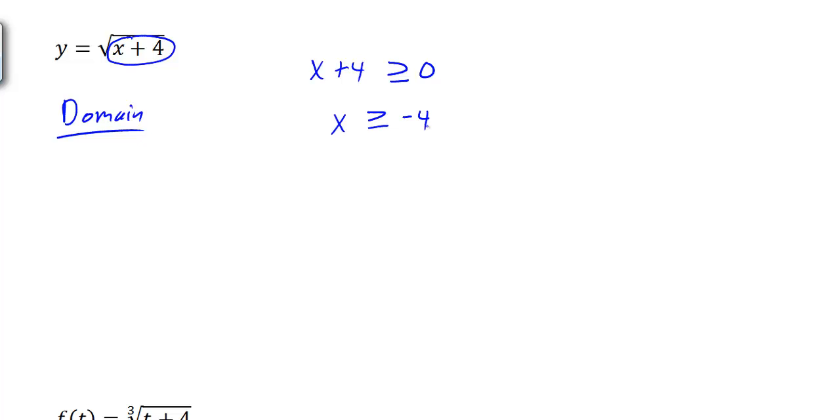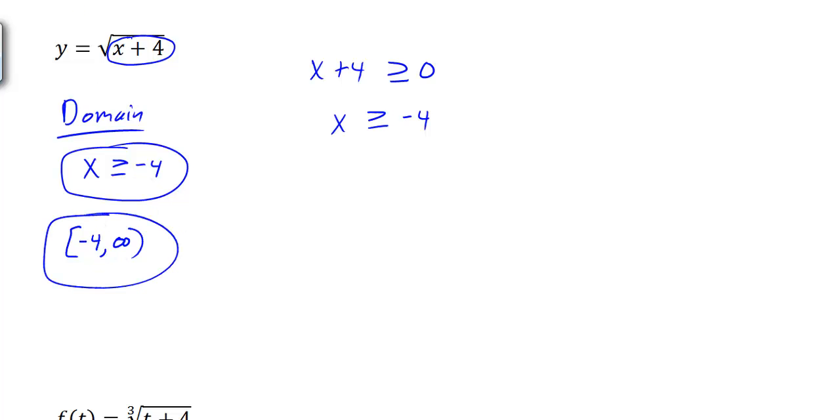And basically this is going to be your domain. So here your domain is all real numbers where x is greater than or equal to negative 4. So this is the domain. Or we could use the interval notation saying negative 4 is part of the domain because negative 4 plus 4 is 0, and we can take the square root of 0, which is 0. So we could use the interval notation, say bracket negative 4, and we're using a bracket because negative 4 is included, and then we continue to positive infinity.